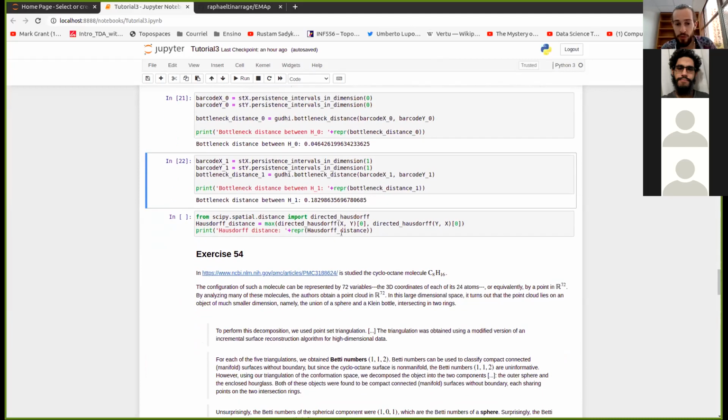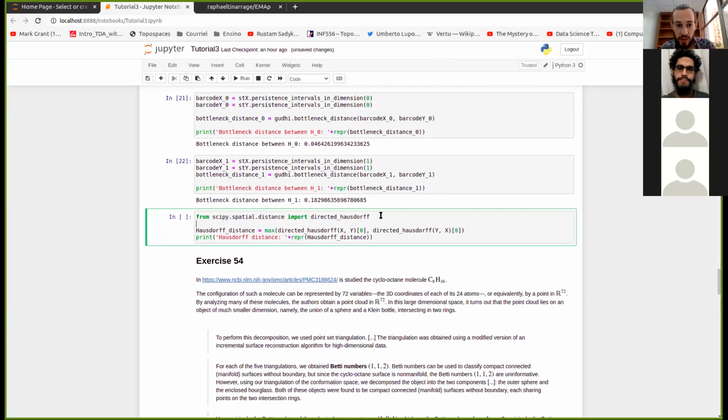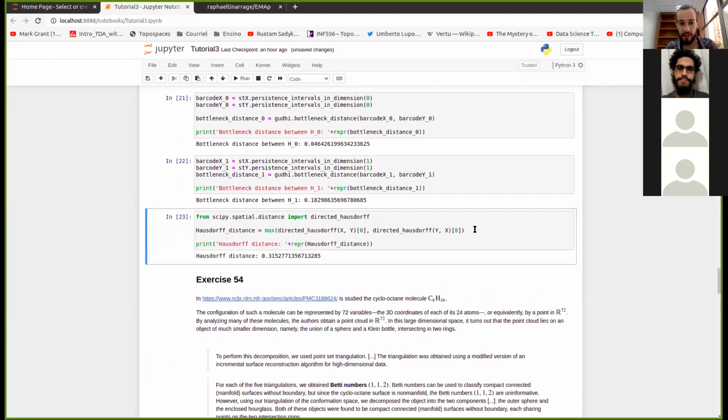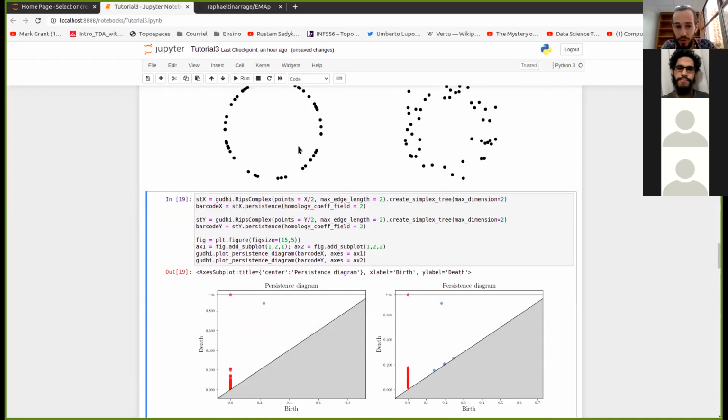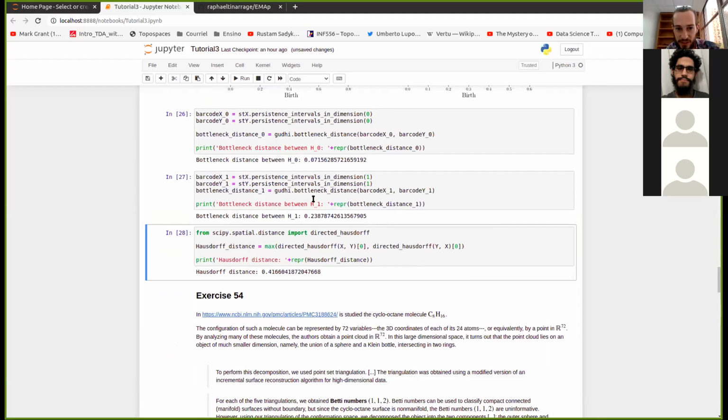Okay, and now I compute the Hausdorff distance with SciPy. You have a function, directed Hausdorff. This gives you the Hausdorff distance, and I get that the Hausdorff distance is 0.3. So we can say that the Hausdorff distance is greater than these bottleneck distances. Awesome. And if you don't trust me, you can compute different data sets.